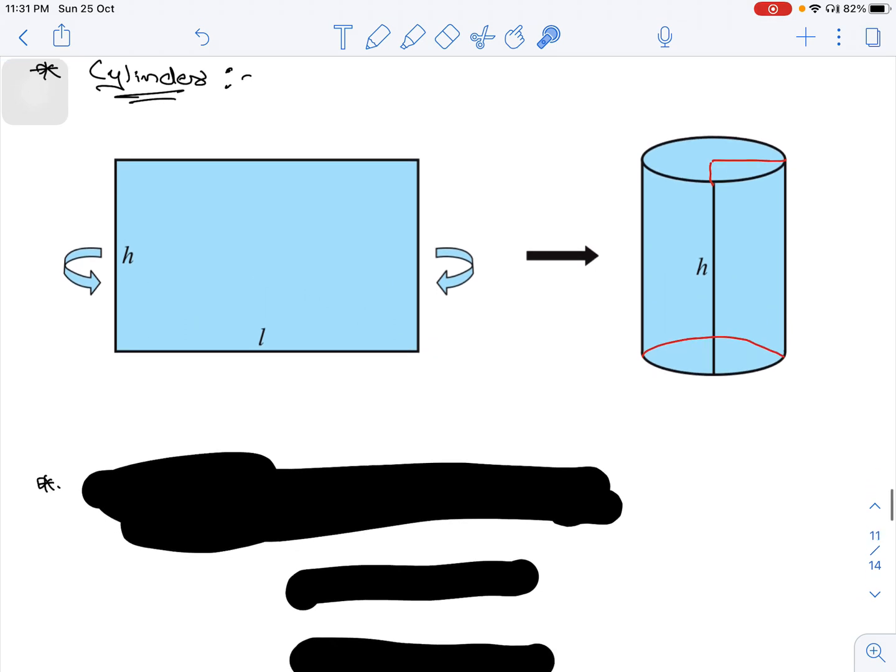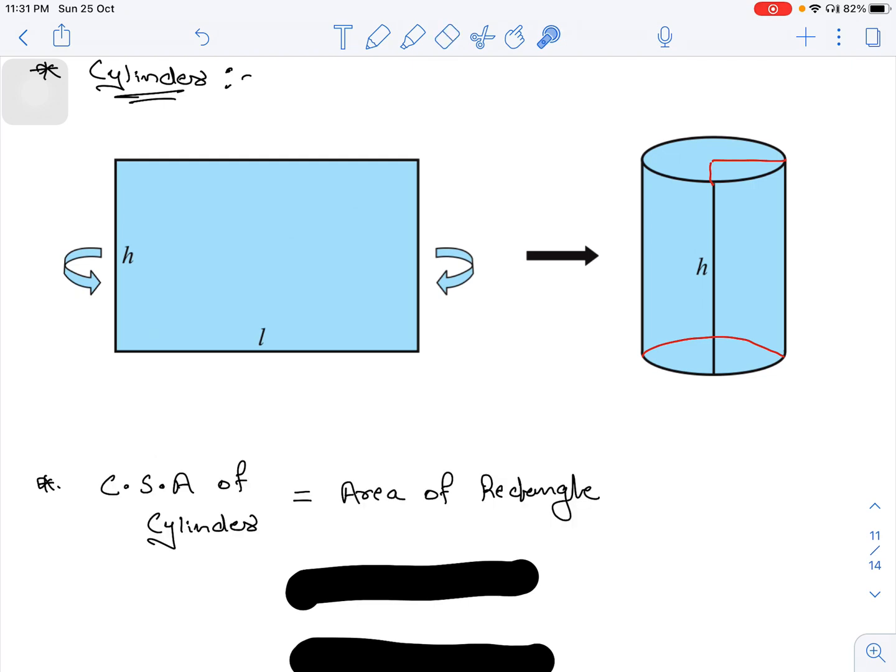Now let us see how to find the curved surface area and total surface area of the cylinder. For finding the curved surface area, curved means when we go round through this height, that is known as the curved surface area. So what is the curved surface area of a cylinder? We were having this original rectangular sheet. When we have folded it, we got this figure. So the CSA of the cylinder is nothing but the area of this rectangular sheet.